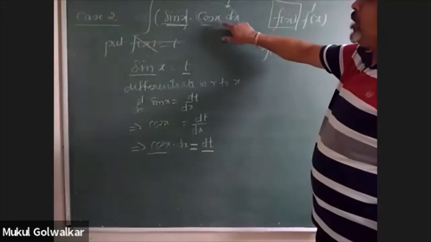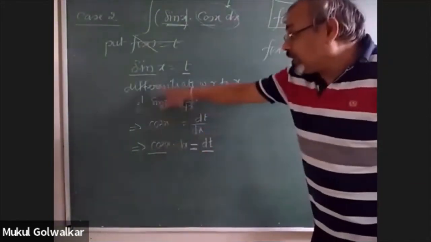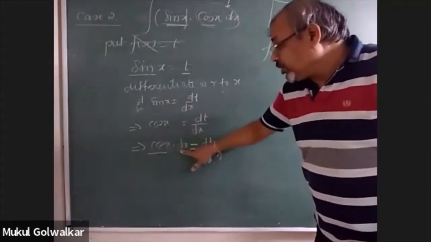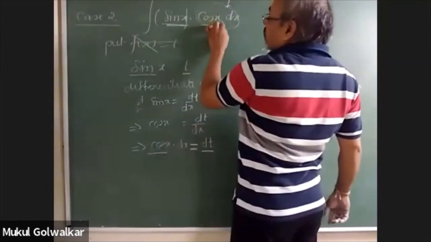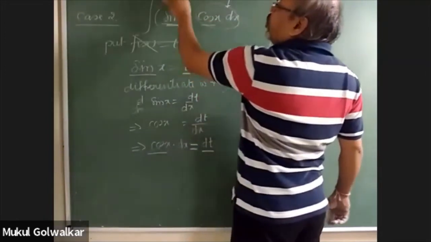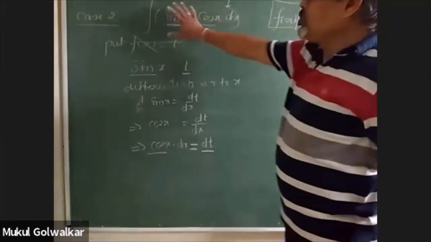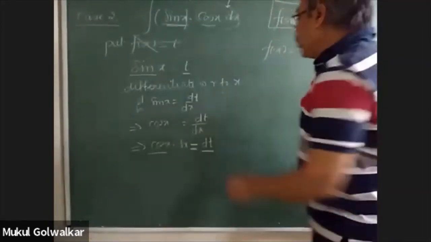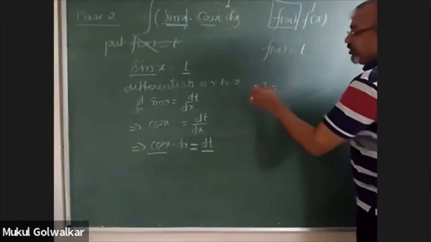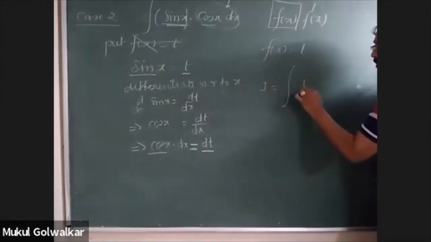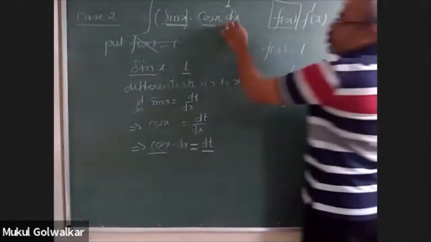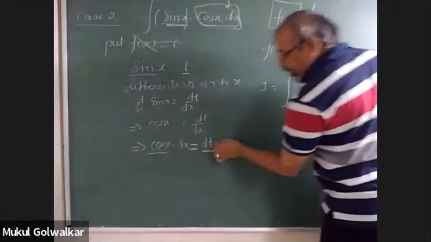What are you going to write for cos x dx? As per this calculation, cos x dx is equal to dt. So in place of this quantity, what are we going to write? Only dt. After following this procedure, the original question becomes the integration of, in place of sin x, as I said, I am writing t, and in place of cos x dx, I am going to write dt.